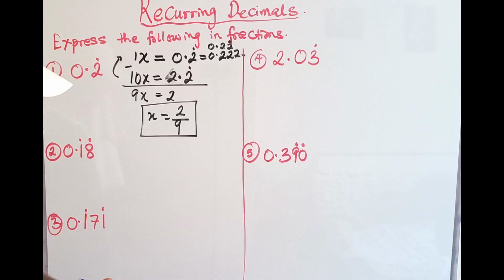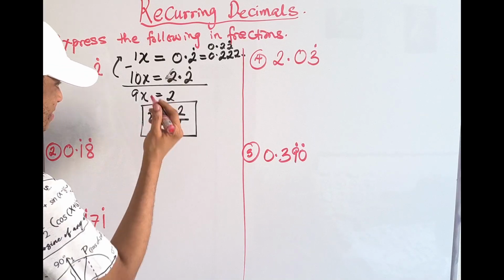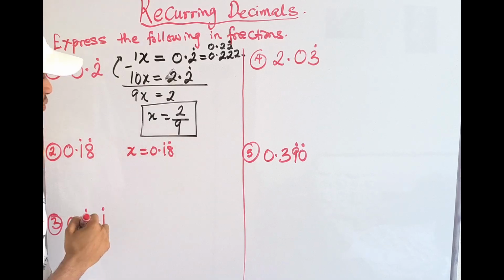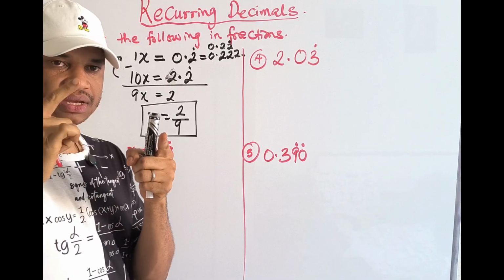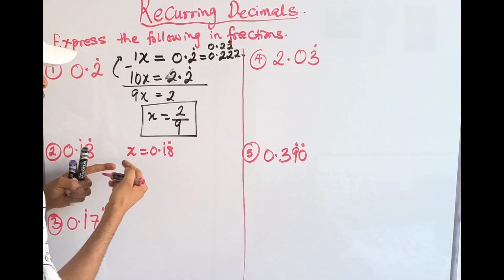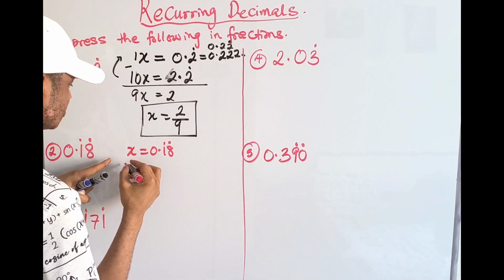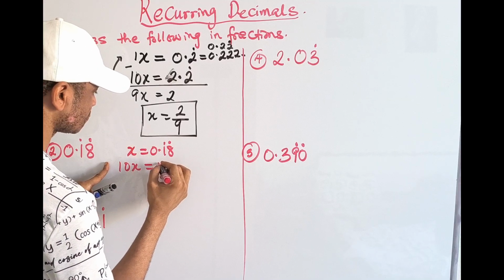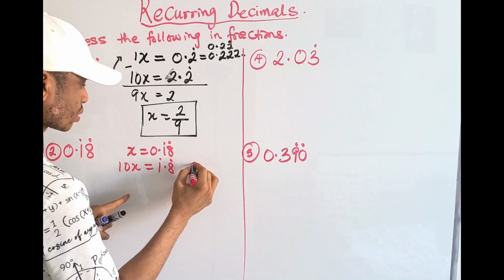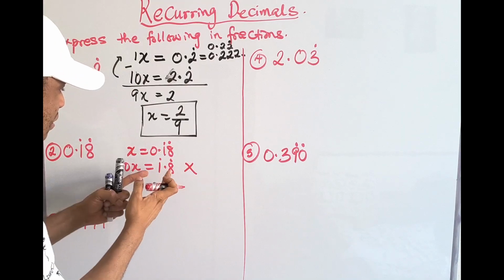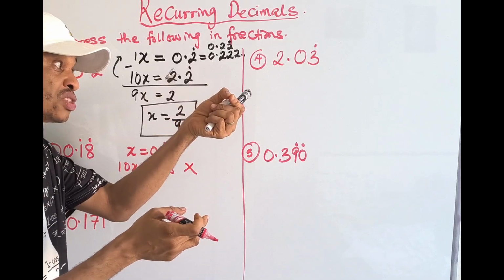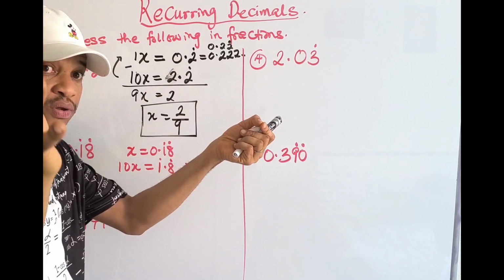This is a little bit tricky. Like I said, same thing. x is equal to 0.18 recurring, the same thing as 18, 18, 18, 18, it continues. So imagine I multiply this by 10. So 10x is equal to 1.8 recurring. This will not work. You know why? Because the recurring is not separated. I need the number to be separate and the recurring to be on the other side.